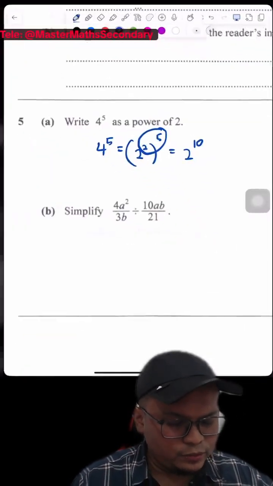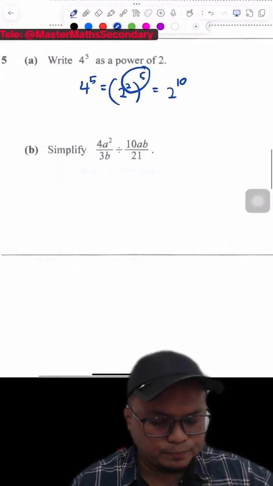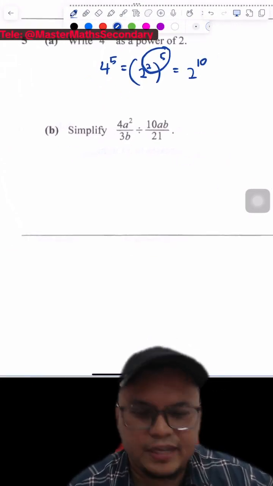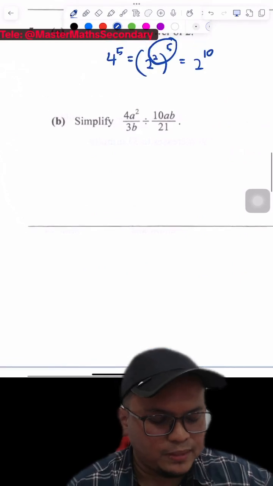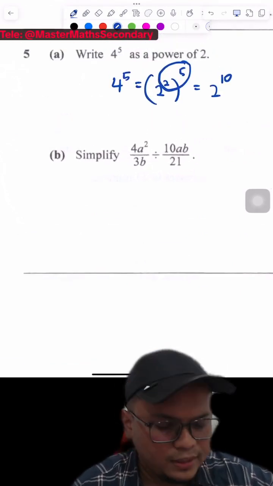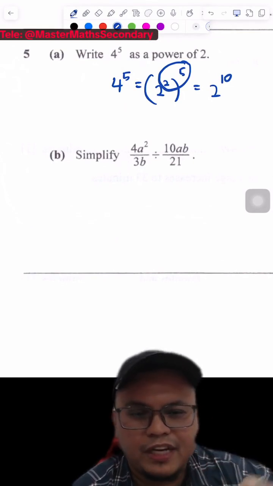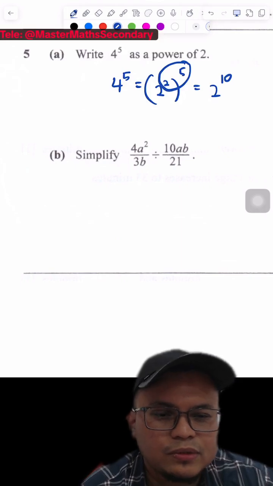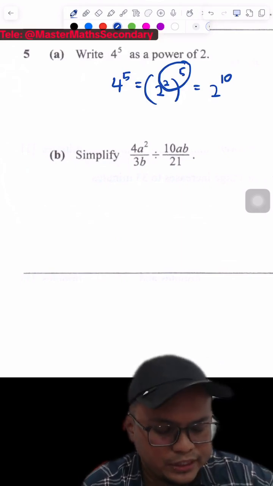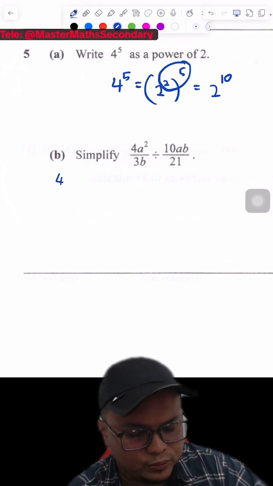Let's look at the questions that we were going through just now. I stopped at 5A, so let's look at 5B. In 5B, we actually come across this fraction divided by another fraction. So what we'll do here is just change the divide to a times.